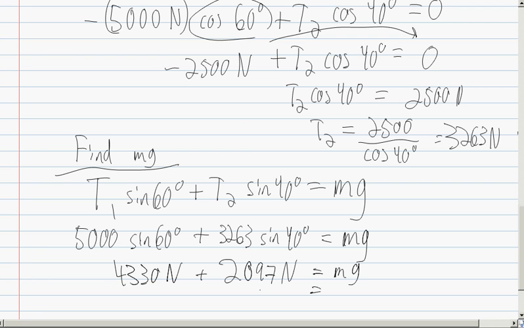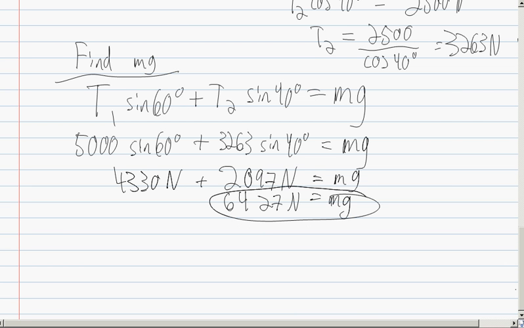It's what, 2097 plus 4330, which is 6427 newtons for mg. Nice. Okay. That's an equilibrium problem. It shouldn't be too bad. Let's do some non-equilibrium problems next, and I'll make this the next video.